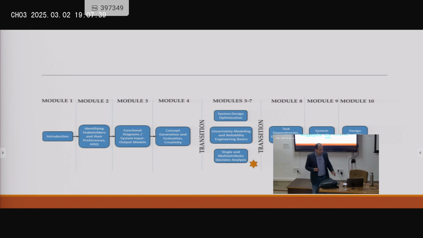One is system optimization, then you have uncertainty modeling, design and uncertainty type things, and then reliability engineering, and then we have single and multi-attribute decision analysis, right? So we'll talk about single and multi-attribute decision.